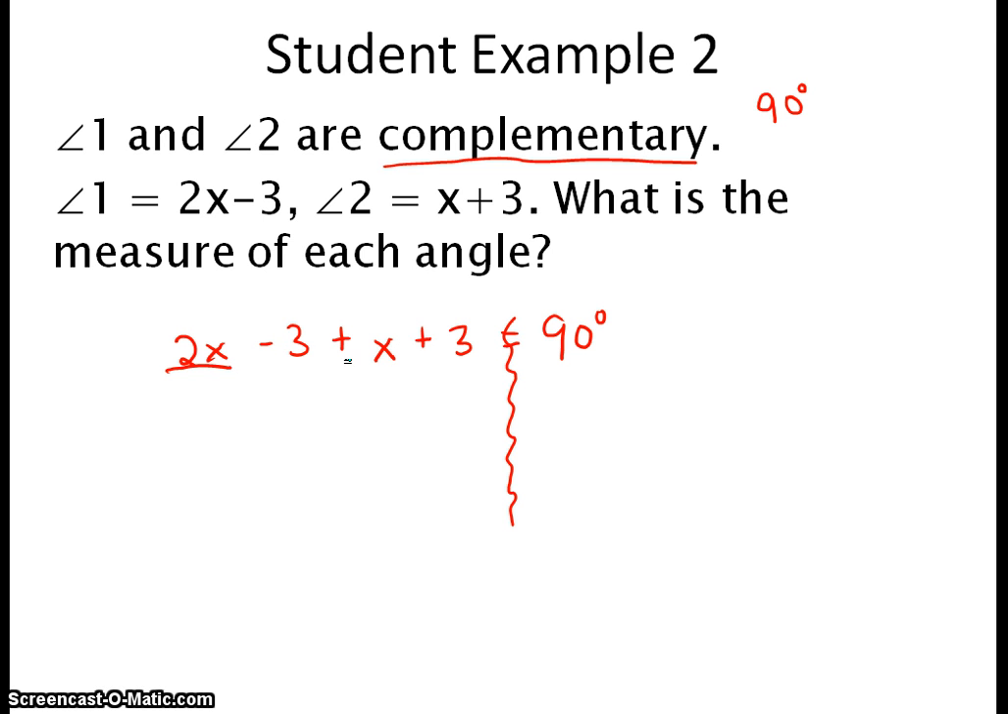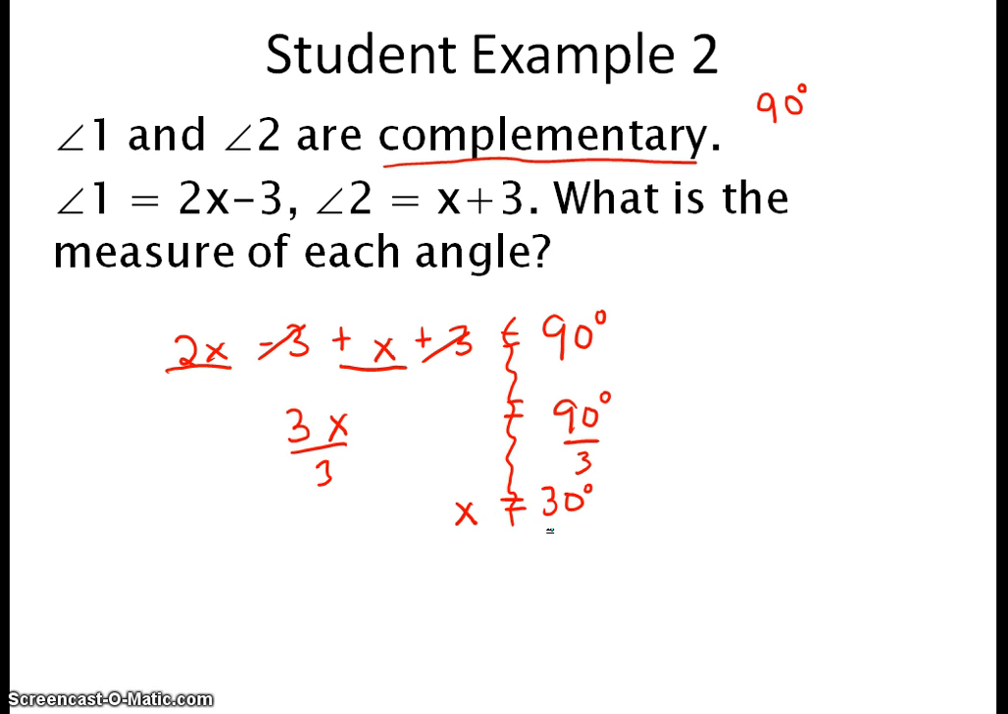So, 2x plus 1x. 2x plus 1 more x is 3x. Minus 3 plus 3, well, minus 3 plus 3 adds up to 0. And so these two basically just cancel each other out. And so this is equal to 90 degrees. And then your last step to get x by itself is to divide by 3. And so you get that x is equal to 30 degrees.